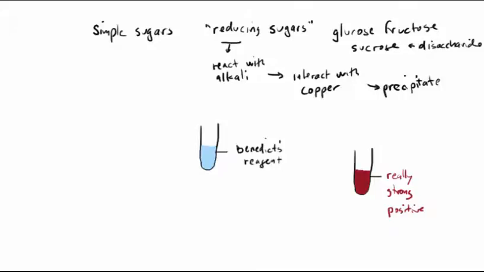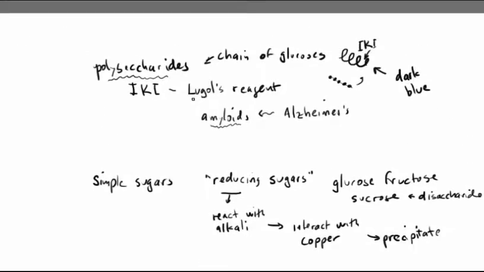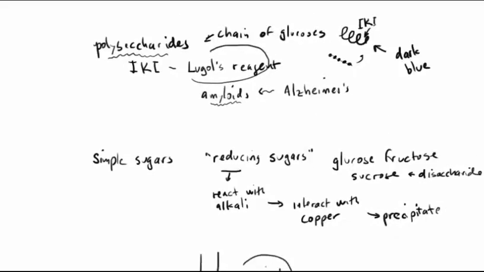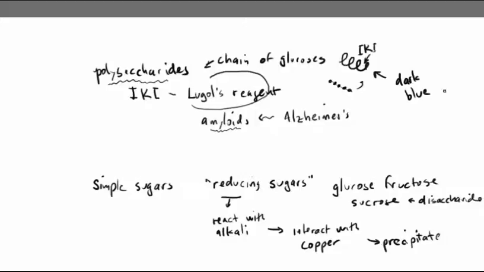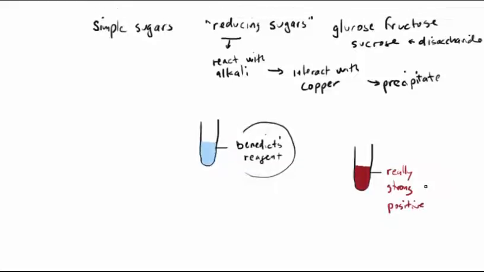Okay? So the test that we use for simple sugars is going to be the Benedict's reagent. The test that we use for polysaccharides is going to be the Lugol's reagent. It's going to be based on this Lugol's reaction. With the case of Lugol's reaction, a positive is going to be a dark blue color, whereas in the case of the Benedict's reagent, this really strong positive result is going to be any kind of color change. A negative reaction would be one where it doesn't turn color much at all. It might just stay the bluish color.